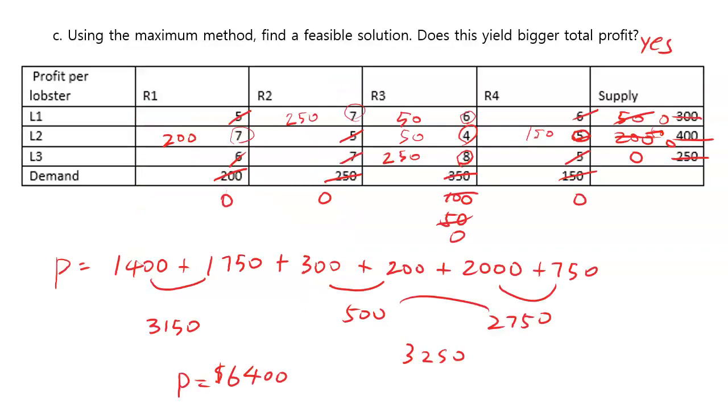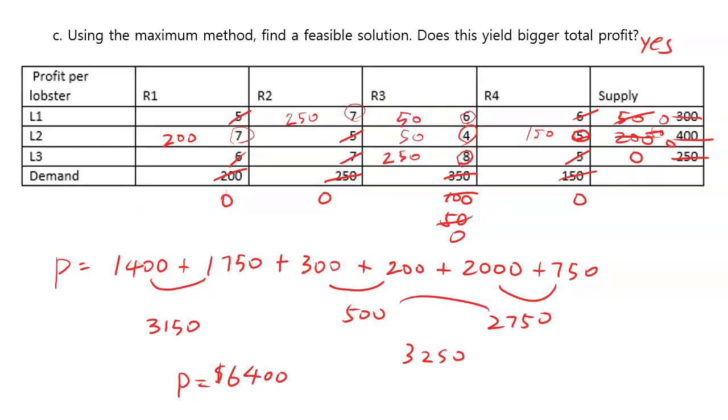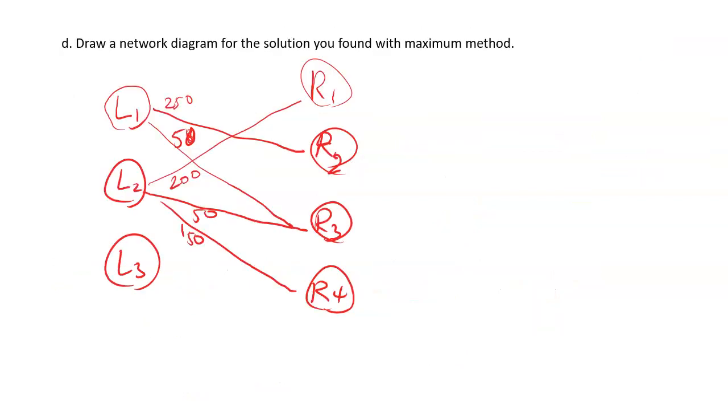Okay, and then L2 sends 200 to R1, 50 to R3, and 150 to R4. Okay, 200, 50, and 150. Okay, and then L3 sends only 250 to R3. And that's it. That's the network diagram representing the solution.